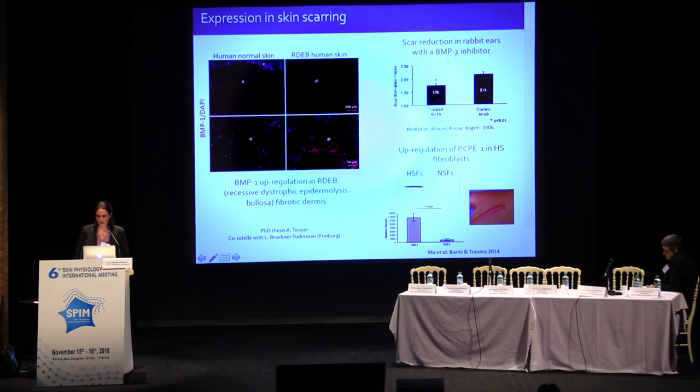Also, there was an interesting study some years ago by Pfizer, where they used a BMP1 inhibitor in a rabbit ear scarring model. And they observed that the treatment with this inhibitor can slightly but significantly reduce the height of the scar, as estimated by the scar elevation index. And now there are a number of reports showing that both BMP1 and PCP1 are upregulated in hypertrophic scars. For example, here in fibroblasts originating from hypertrophic scars, we have a high PCP1 expression.